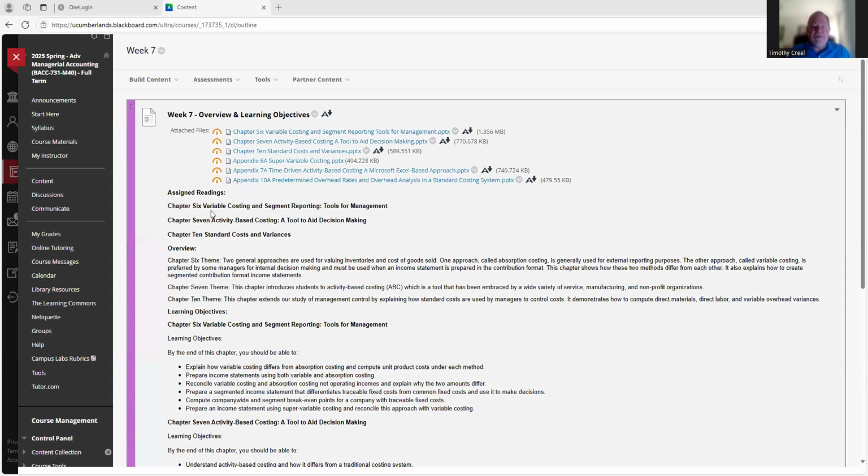So chapter 6 looks at variable costing and segment reporting, which variable costing and absorption costing will be covered in this chapter. These are 2 methods of financial reporting that companies do. Variable costing works very well with internal uses within a company, while absorption costing has to be used for things that leave the company, that go outside the company.